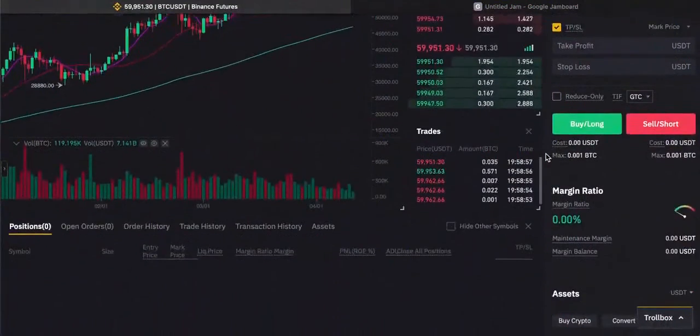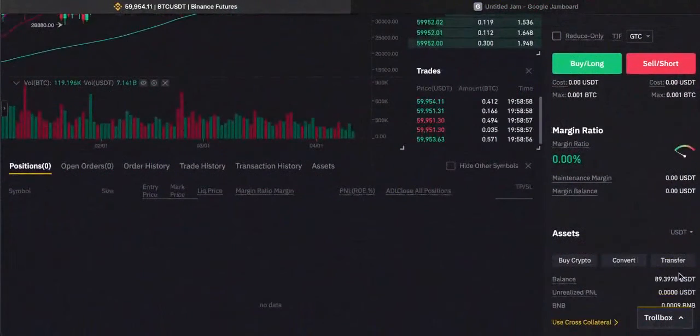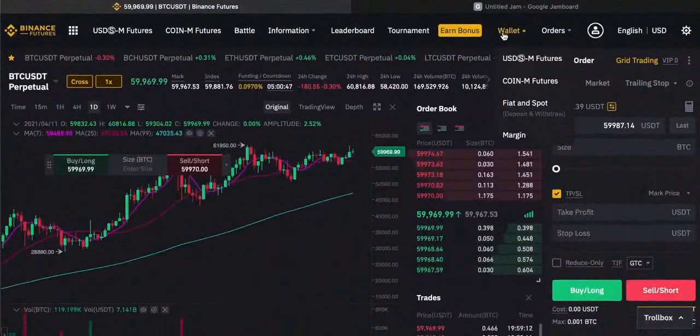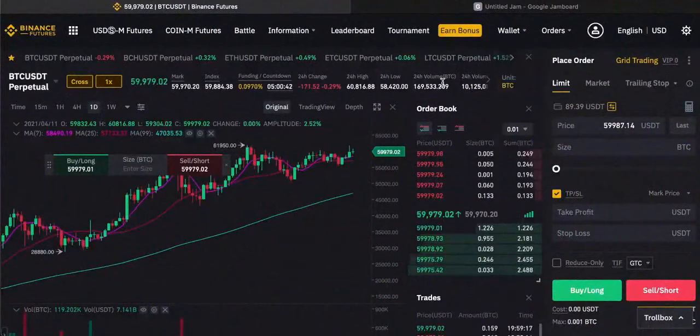So you can come down here, you can see I've got some balance here of US dollar tether, that is collateral. You can do that by going to your wallet and then going to your fiat and spot account, but also going to your futures and margins account, and then just making sure that you have some collateral in those separate wallets. I'm not going to get into what futures are and trading them here.